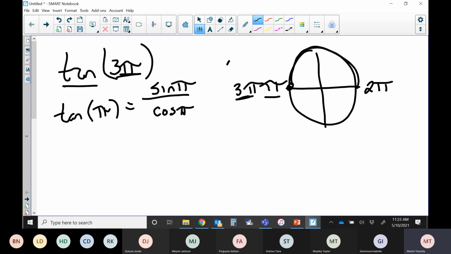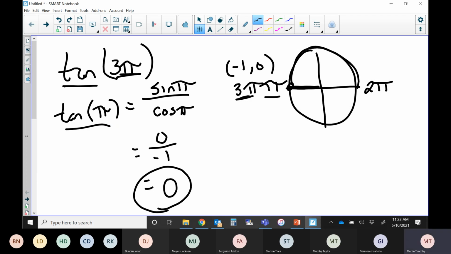Well, I know this coordinate, it's a unit circle, so it's -1, comma 0, because I went left. Sine is the y, so it'd be 0 divided by the x, which is -1. 0 divided by -1 is 0. So the tangent of 3 pi and tangent of pi is 0.